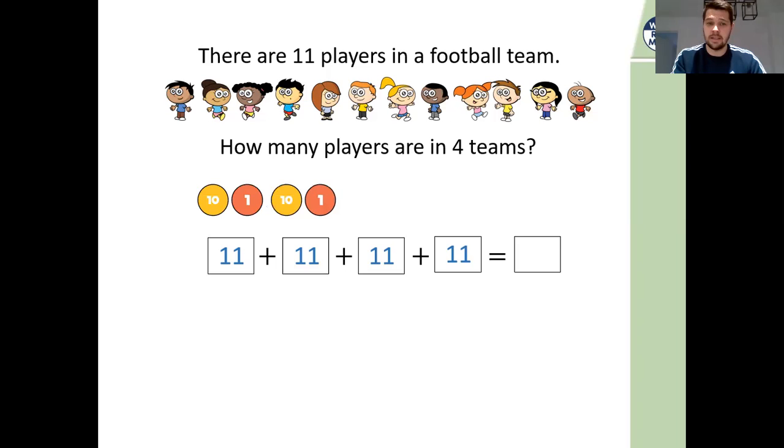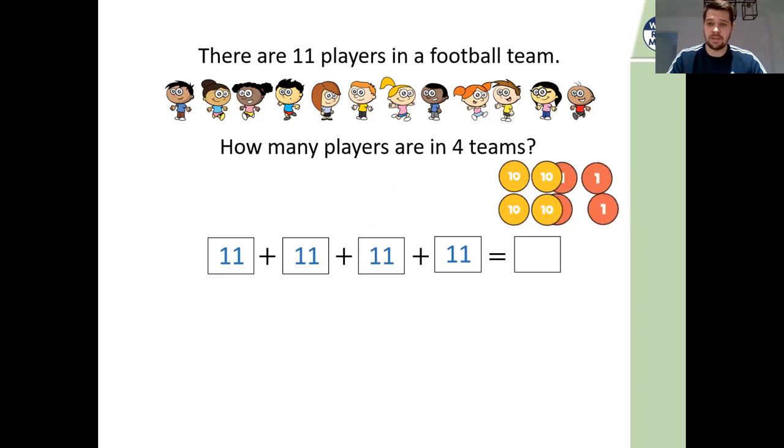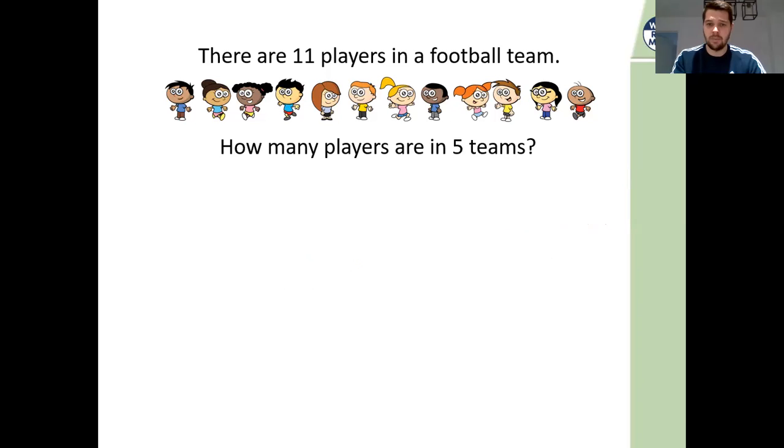What we could do is, visually for you there, we could add our 10s. So 4 10s and our 1s, 4 1s, 44. What we could also do, we could either do 11 lots of 4 or 4 lots of 11. And we discussed that in autumn term, how that will still give us the same product.